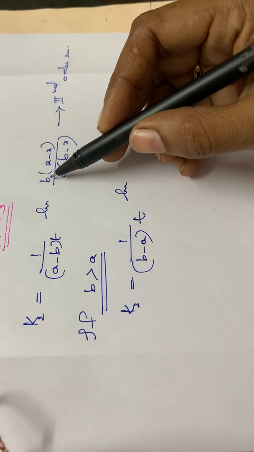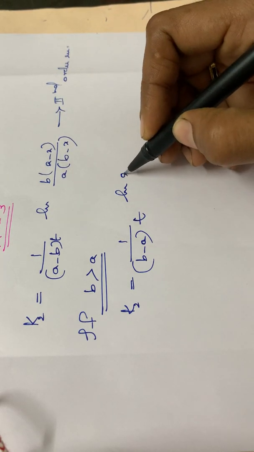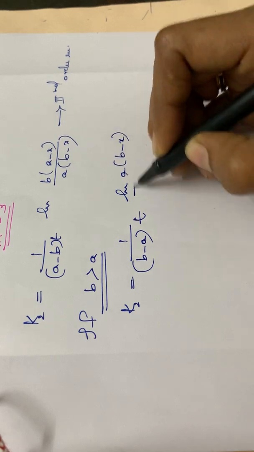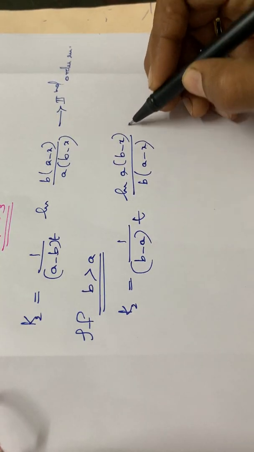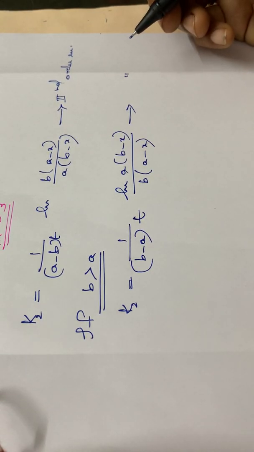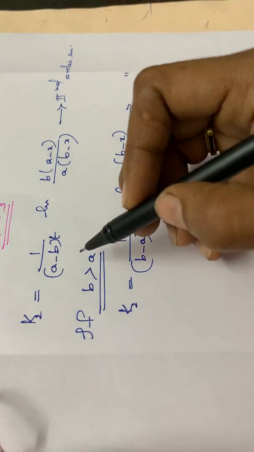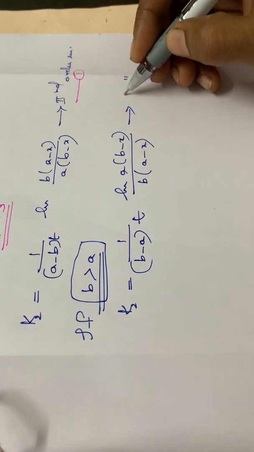See here, instead of b, you can put a, and instead of a, you can put b. So ln a into (b minus x) divided by b into (a minus x). So this is also another integrated rate expression for a second order reaction, provided b is greater than a. So this is equation number 1 and equation number 2.